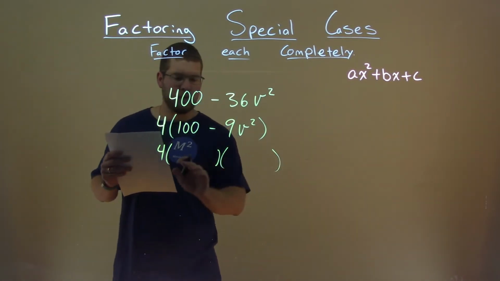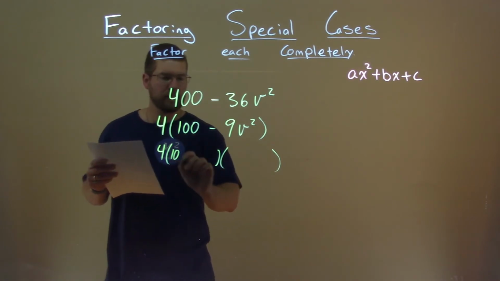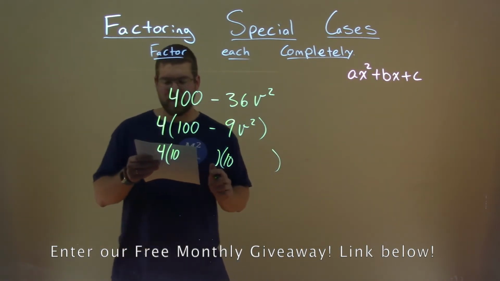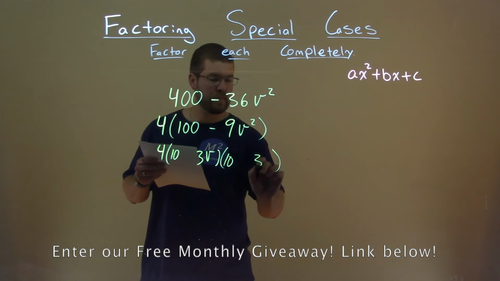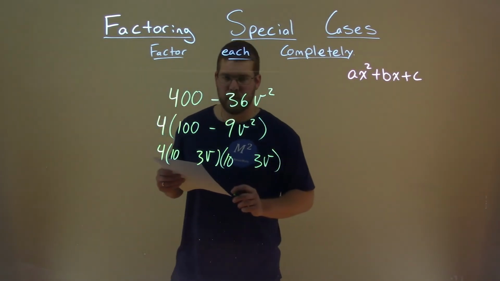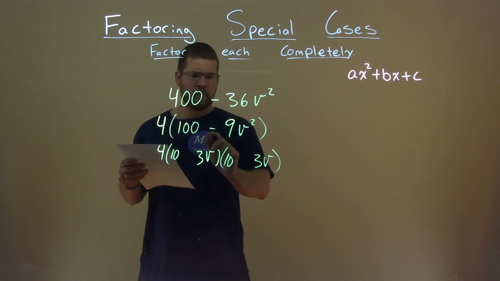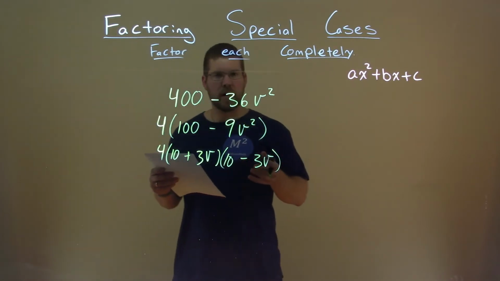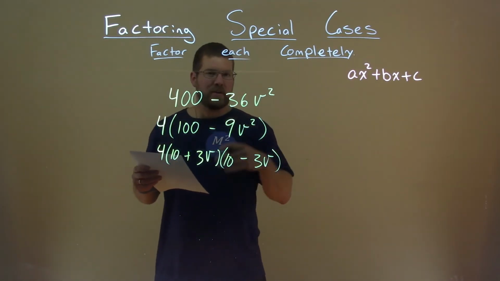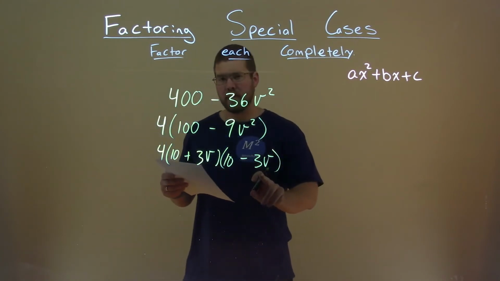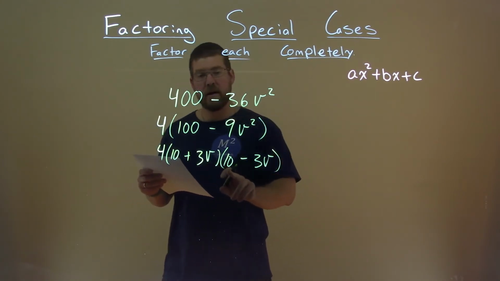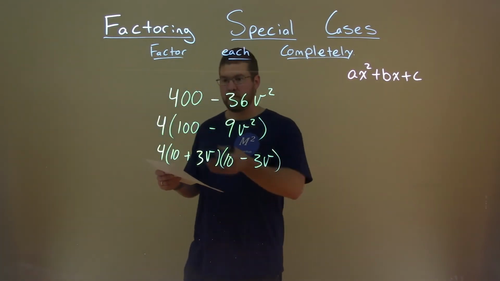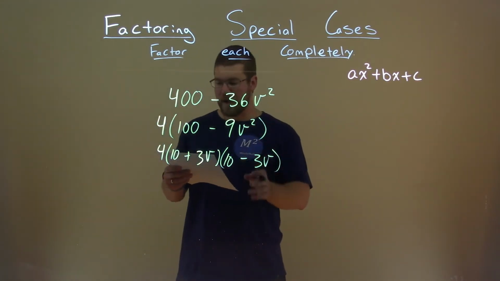We're having some form here of 2 parentheses. Square root of 100 is 10. So 10 times 10 here is 100. Square root of 9v squared is just, well, 3v. 3v times 3v gives me 9v squared. But we need a negative 9v squared. So if one's positive, one minus, that gives us a negative 9v squared. But how do we know if this is correct? We have a b value in a sense in here that's 0. 10 times a minus 3v is a negative 30v. 3v times 10 is a positive 30v. Add them together, we get 0. So now we actually have our answer. 4 times 10 plus 3v times 10 minus 3v.